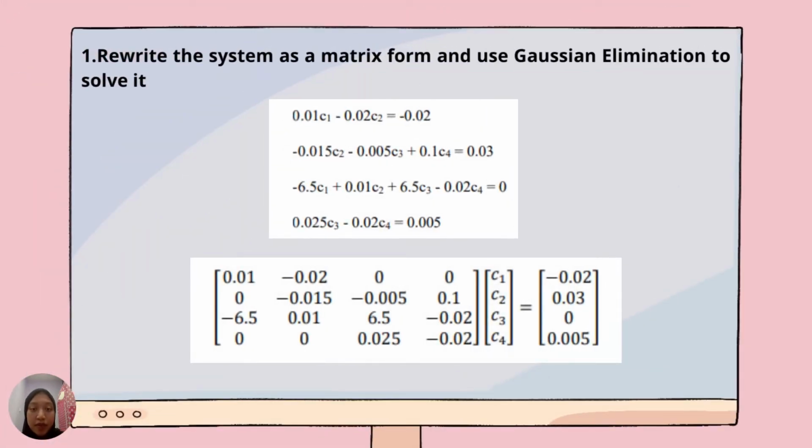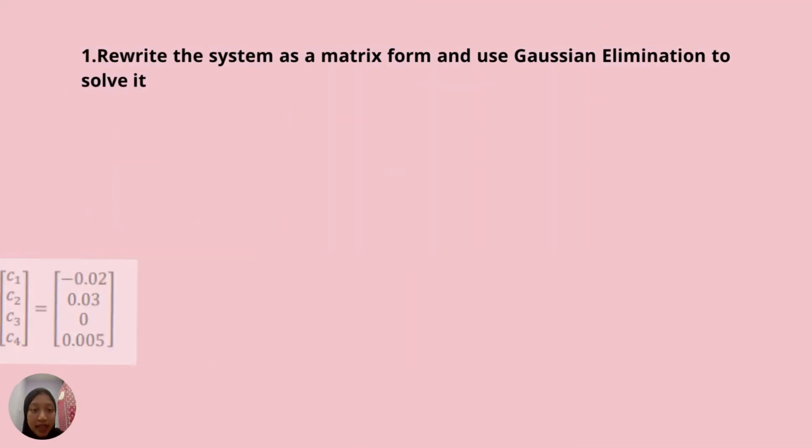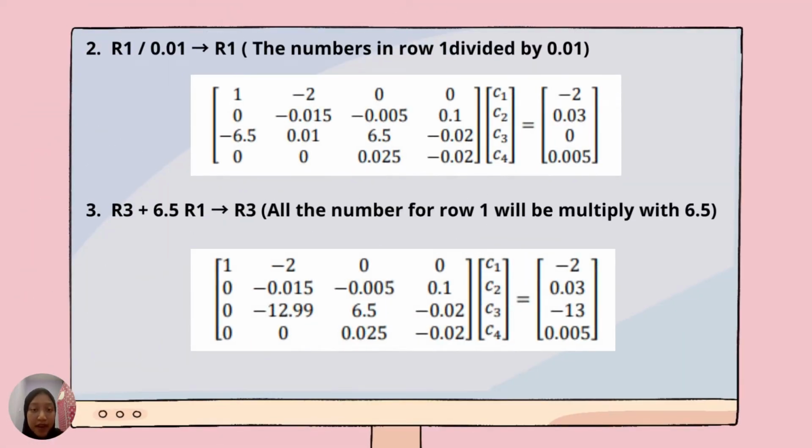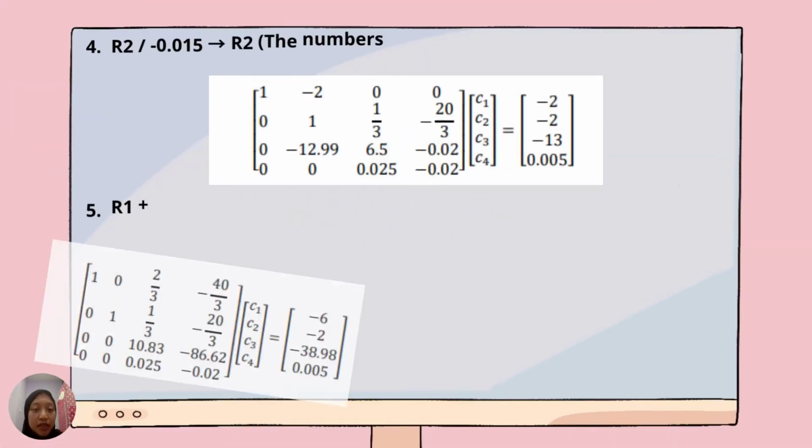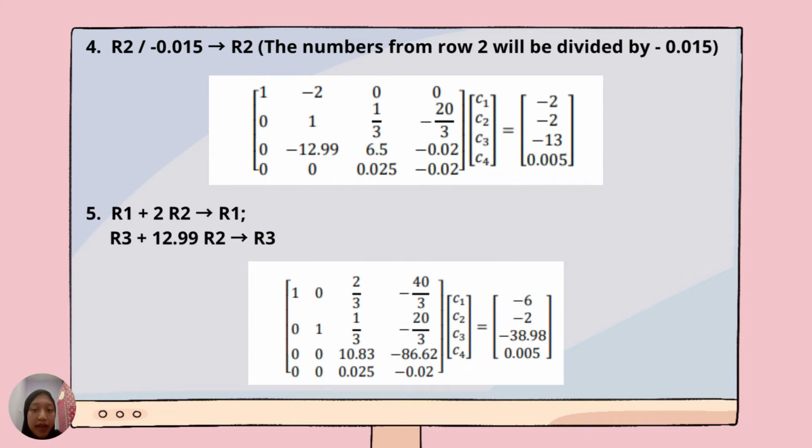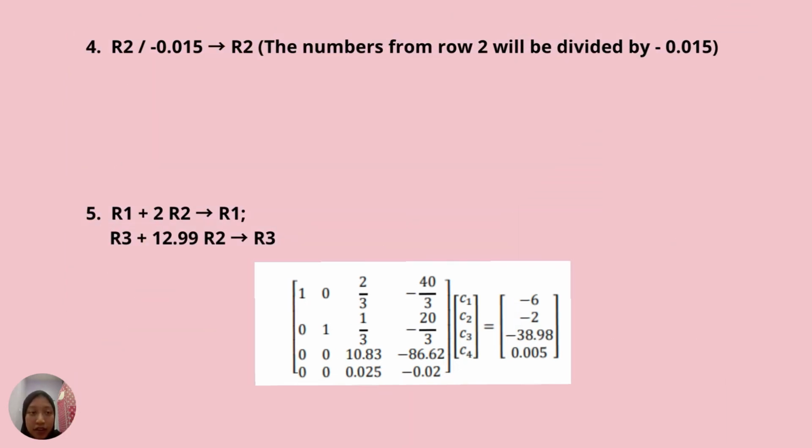Okay, the first step, we have to rewrite the equation into the matrix form. The second step is the numbers in row 1 have to be divided by 0.01. For step 3, all the numbers in row 1 will be multiplied by 6.5 and then the answer will be added to row number 3. Okay, the next step is the numbers in row number 2 will be divided by negative 0.015. For step number 5, the numbers in row number 1 will be added with row number 2 multiplied by 2, and then the numbers in row number 3 will be added with row number 2 multiplied by 12.99.